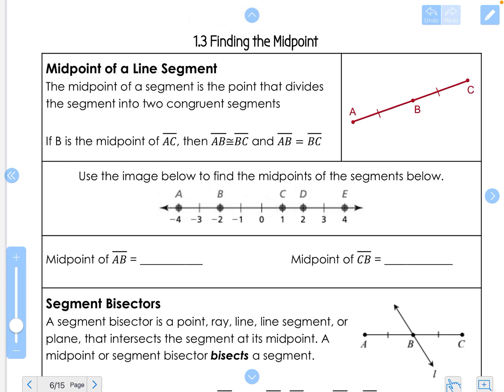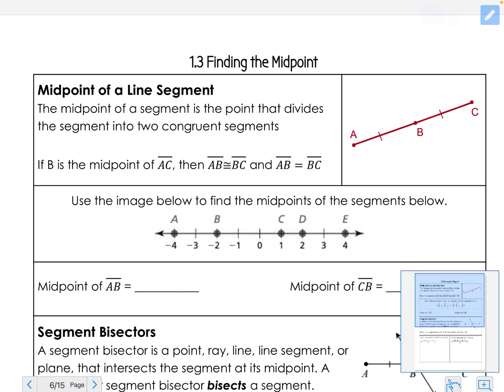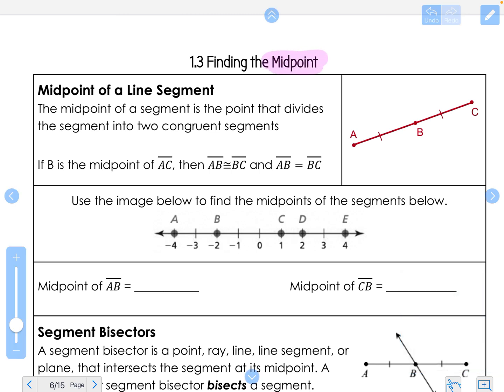All right, last lesson was all about distance. This lesson is going to be all about midpoints. So let's talk about midpoints of a line segment. A midpoint of a line segment is a point that divides the segment into two congruent segments.